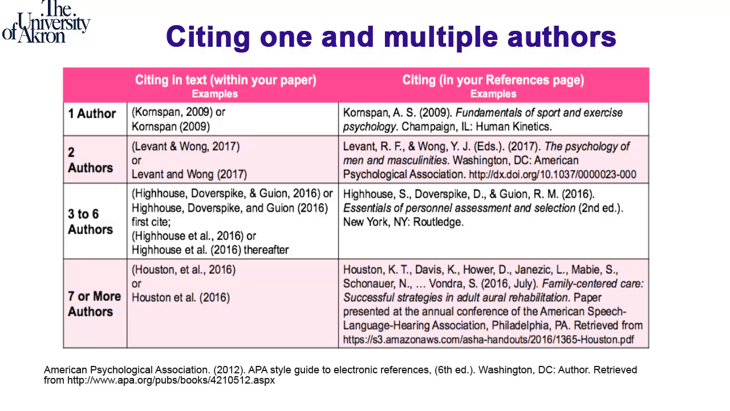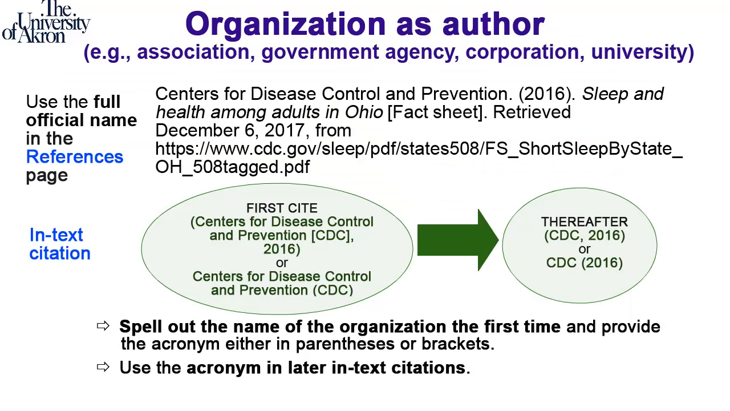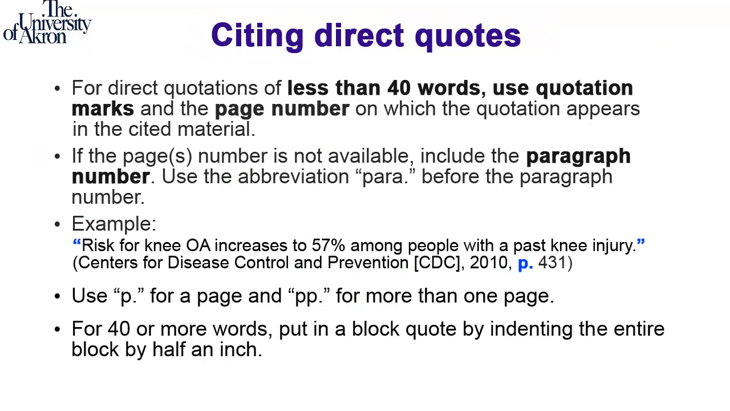With a few exceptions, make sure that every source cited in the text is also cited in the references page. For groups, spell out the name of the group in the first in-text citation. Then, use the acronym in later citations. When quoting fewer than 40 words in the text, use quotation marks and provide the page number.